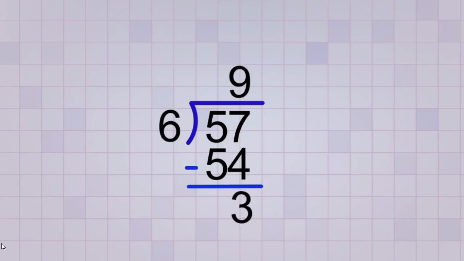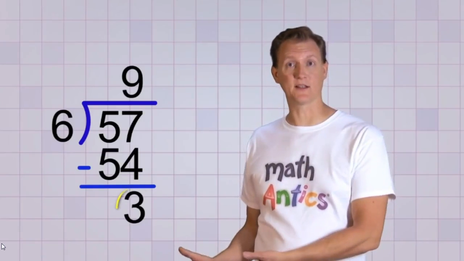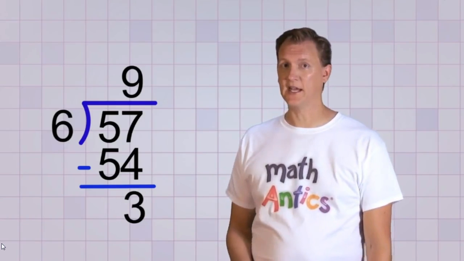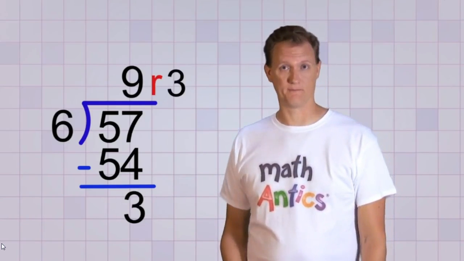That gives us a remainder of 3. Again, that's good because that's less than our divisor. So 57 divided by 6 equals 9 with a remainder of 3.